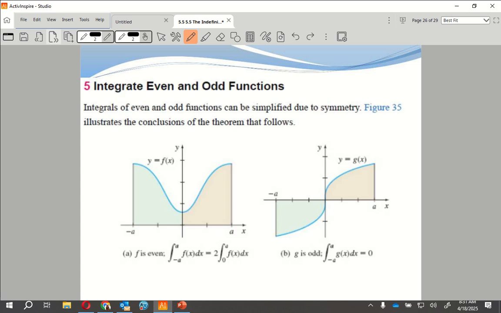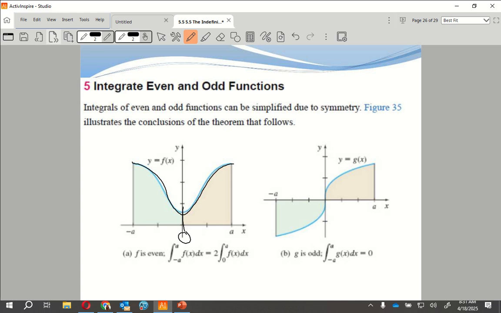Alright, integration, evens and odds. First one's going to be even. So, even, I could see right here, this is going to look like this, so it would be finding the area. It would be basically from 0 to A times 2, because isn't this symmetrical?